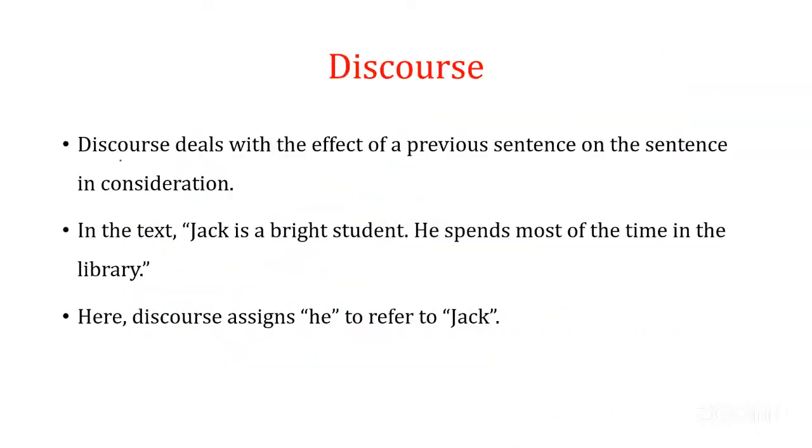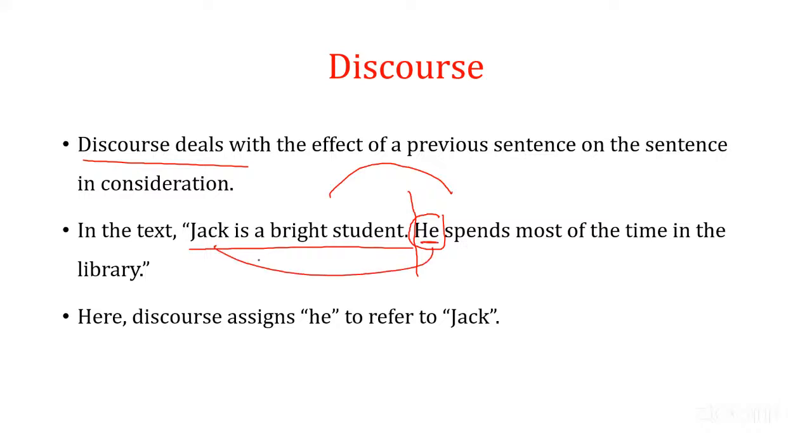And the fifth one is called the discourse level. For example, if I take the sentence "Jock is the right student," in the next sentence I will refer to him as "he." That means "he" refers to Jock. This is called the discourse level. Discourse level deals with the effect of the previous sentence on the current sentence. Here, "he" refers to Jock. Clear for all of you?